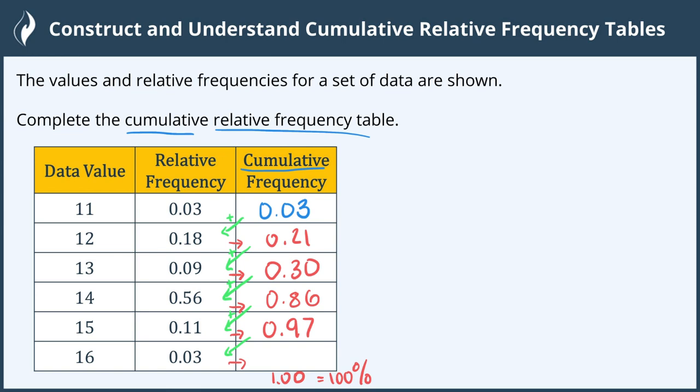And when I add 0.97 to 0.03, I get 1, which checks, meaning that we did add them correctly. This is a correct relative frequency table, and our cumulative relative frequency table is all done. So we're all finished.